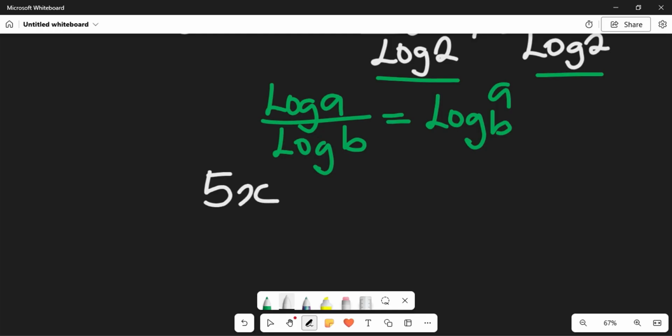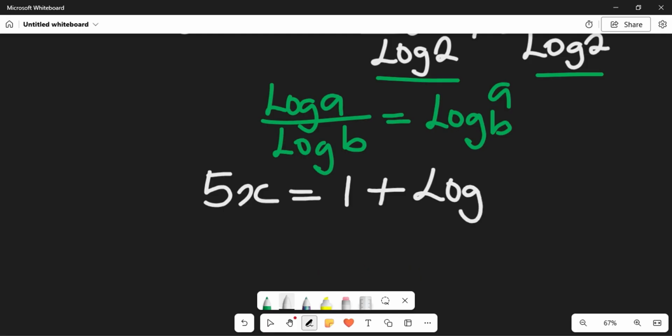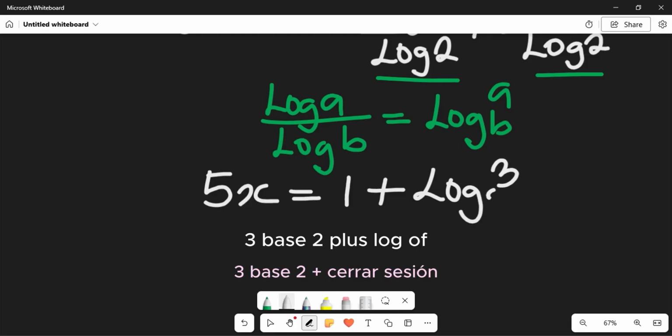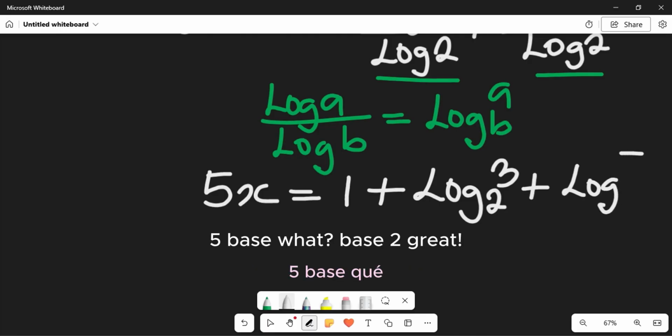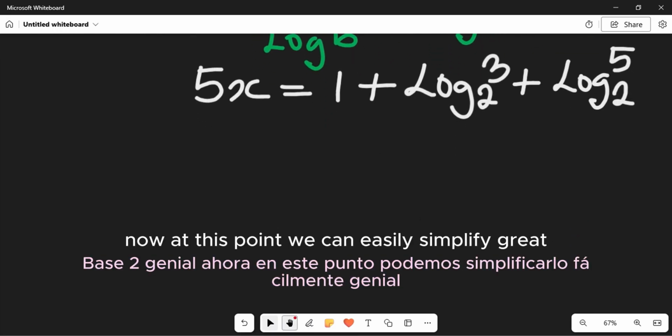5x equal to 1 plus log of 3 base 2 plus log of 5 base what? Base 2. Great. Now at this point, we can easily simplify.